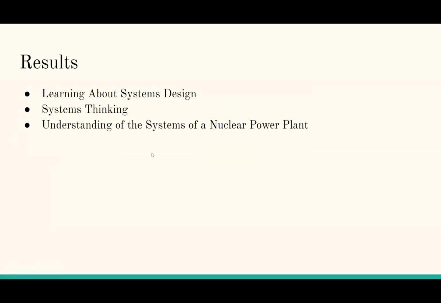So through this process, I was able to learn a lot about systems design and systems thinking. As I stated before, when I first started this project, I only had a general sense of what a nuclear power plant was and how it functioned, and this allowed me to really map it out and get a deeper understanding of the system. And then on top of that, I was able to get a much bigger understanding of design. For example, I didn't realize how complex systems can be when you really break them down into their components. So that was what I was able to learn with that.